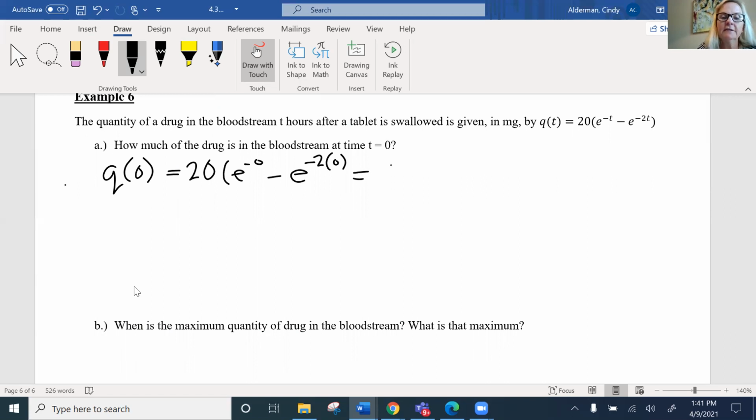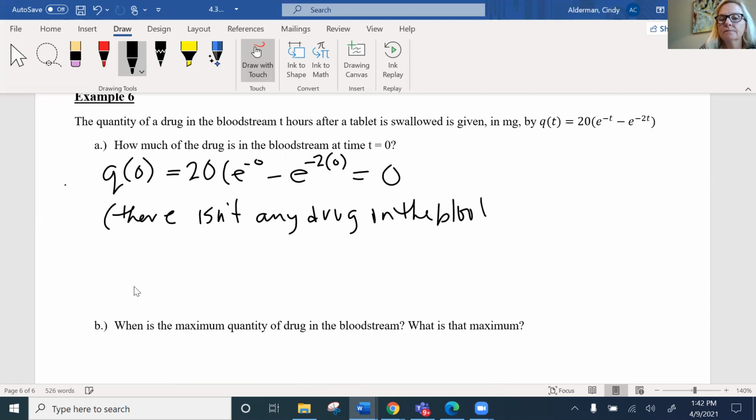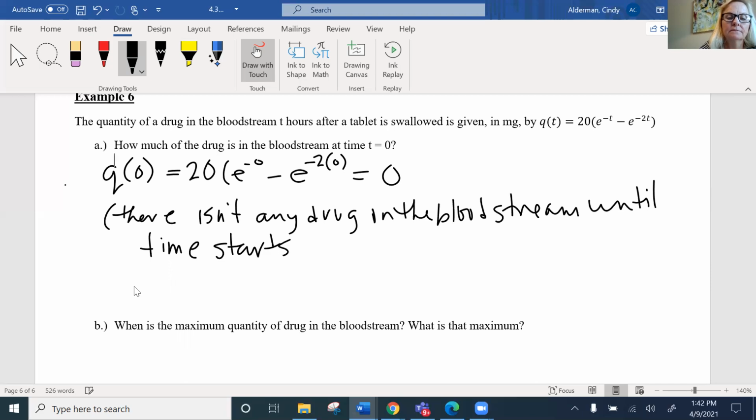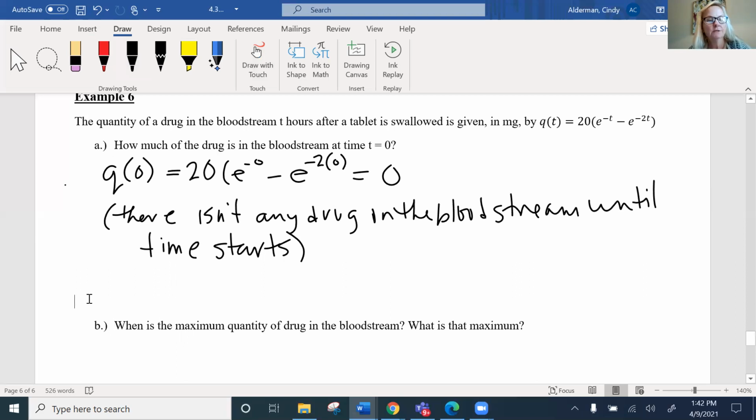You put that in your calculator, you're going to get 0, right? And this should make sense because initially there isn't any drug in the bloodstream. Until the drug is given. Until time starts, I guess. Okay. All right, so that's a simple question.